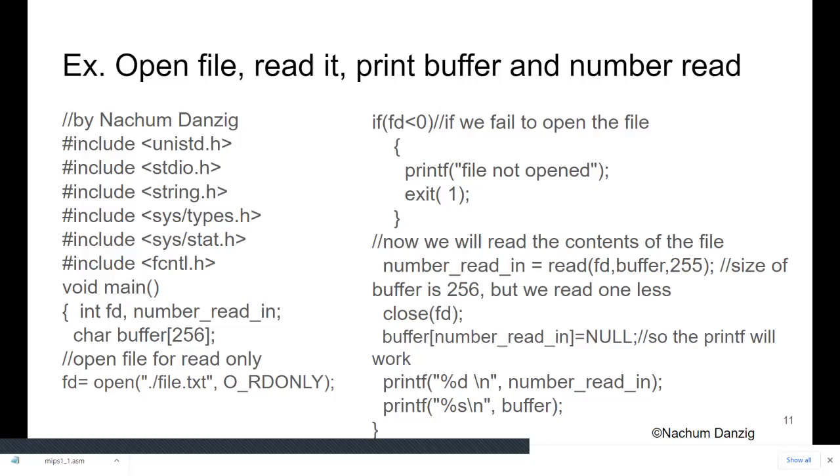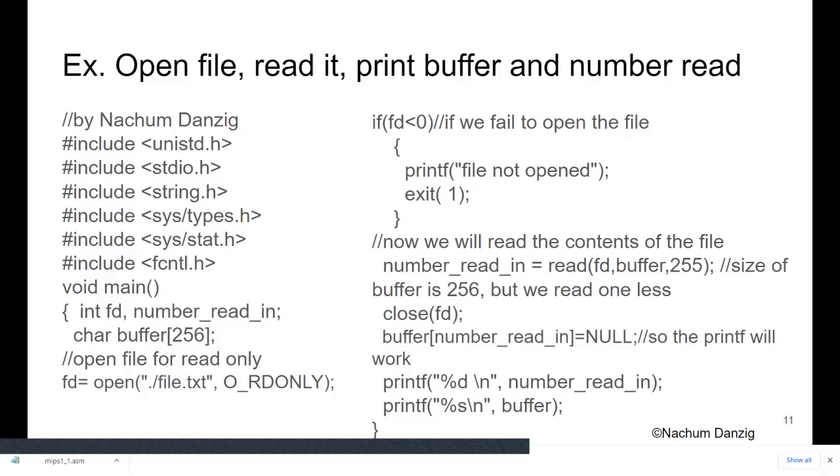Now, I don't know if there is a null that I read or not, but I'm going to put a null in myself. Where will I put it? I'll put it exactly at number read in, because if I read 10 things, then the array buffer has from 0 to 9 numbers, letters. And at place 10, which is the number read in, I want to put a null. And that I do just so that the printf will work. It's the same with cout, you need to have a null at the end.